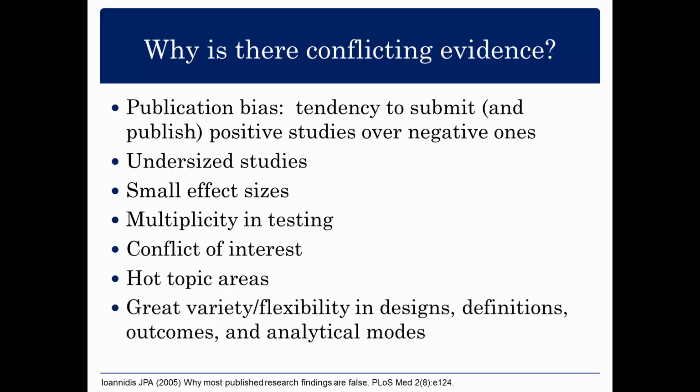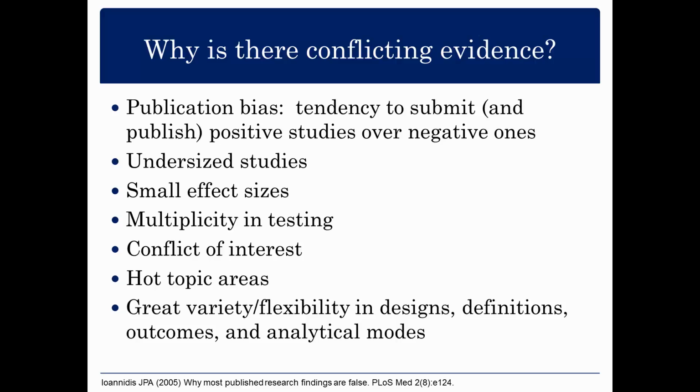We also have a tendency to do what are called undersized studies, meaning we do a lot of small studies, and our progression through the science to larger and larger studies is not always as efficient as it could be. We also produce a lot of small effect sizes. We do a lot of multiplicity in our testing. What does multiplicity mean? Does anyone know?